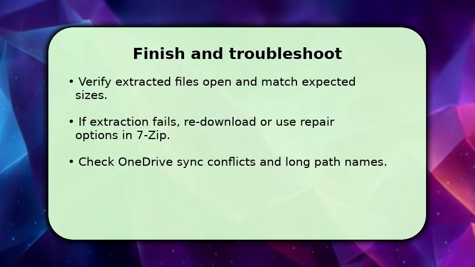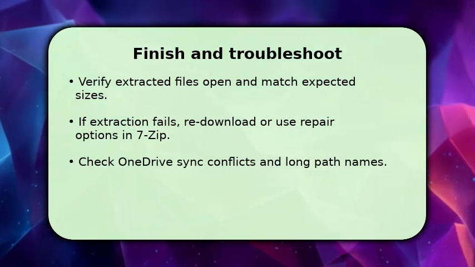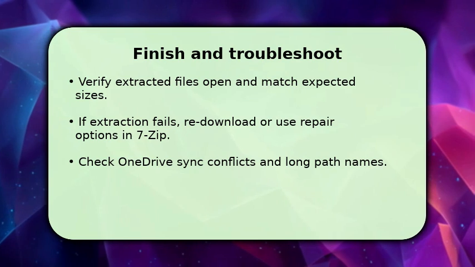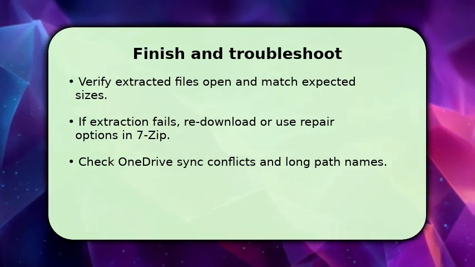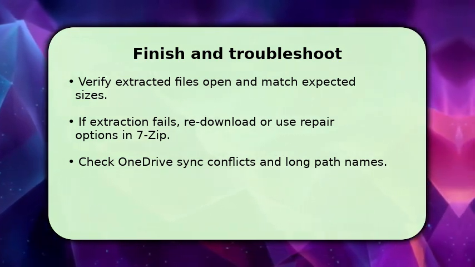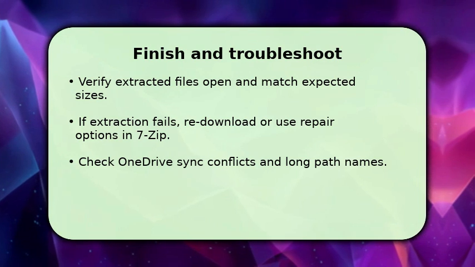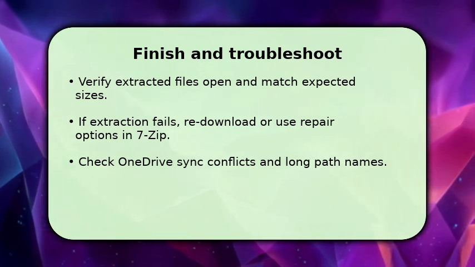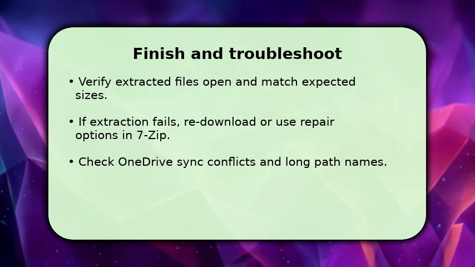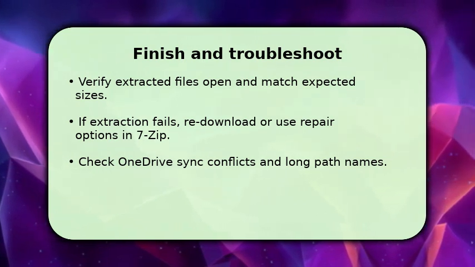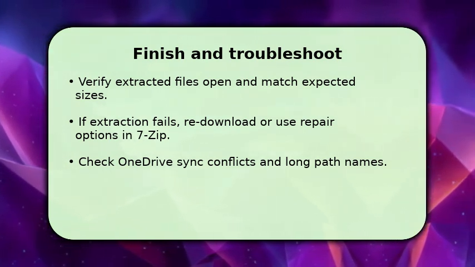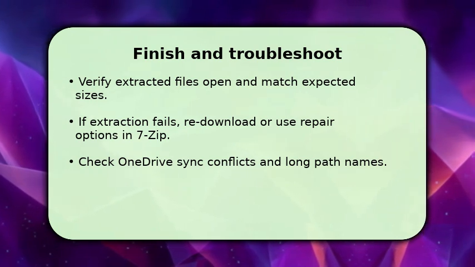You finish by confirming the extracted files open correctly and checking file sizes against the ZIP listing. If something's missing or extraction failed, re-download the ZIP from OneDrive to eliminate transfer corruption, then try 7-Zip's test or repair functions. Make sure OneDrive isn't still syncing or creating a conflict copy.